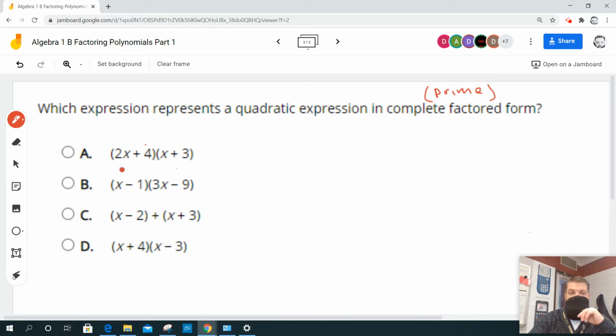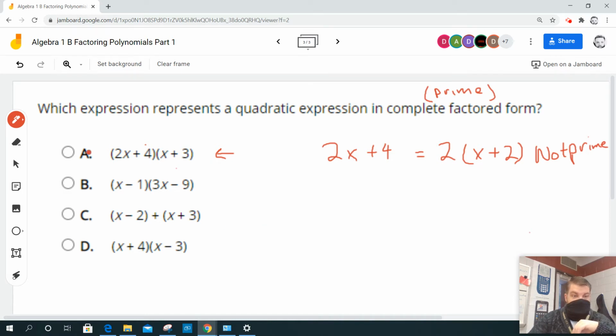So now when I look at this, it looks right, but can I factor something out of 2x plus 4? Yeah, isn't that the same as 2 times the quantity x plus 2? So that is not prime. I've got one more step to do. So that's off the list.